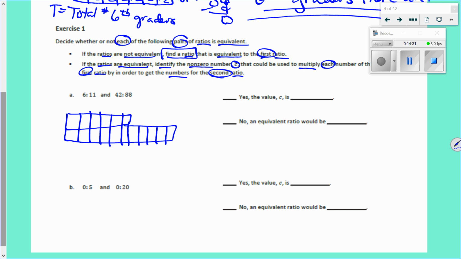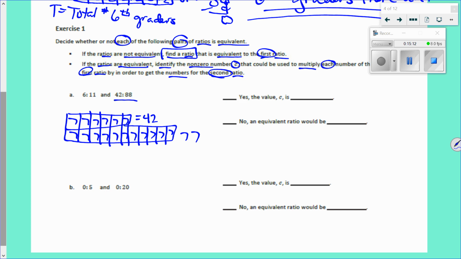But I do know the 6 becomes 42. So that gives me a ratio constant of how many boxes of 6? 6 boxes of what number gets me 42? Jasmine? 7. So my ratio constant is 7. So I now have 11 boxes of 7. That means my second number is, Emma? 77. What number did they say? So are those ratios equivalent?